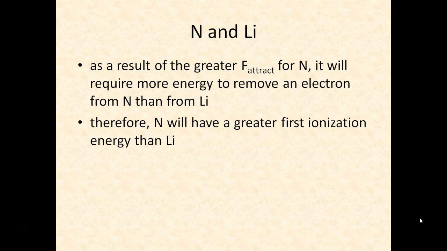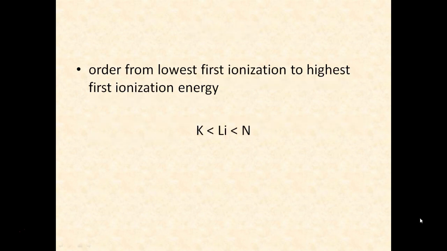So after we're done doing our comparisons in terms of our groups and our periods, then I can rank them. And so in this case, my order from lowest first ionization energy to highest would be potassium is less than lithium, which is less than nitrogen.